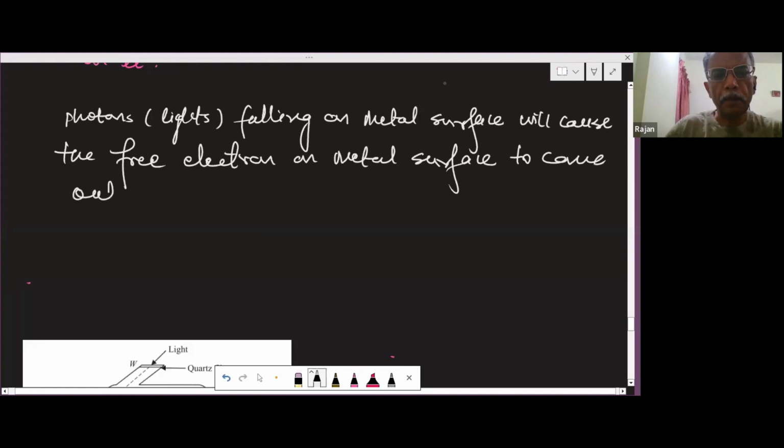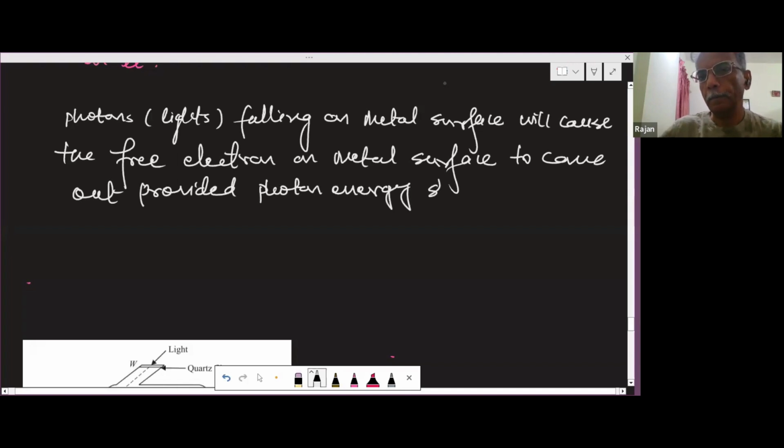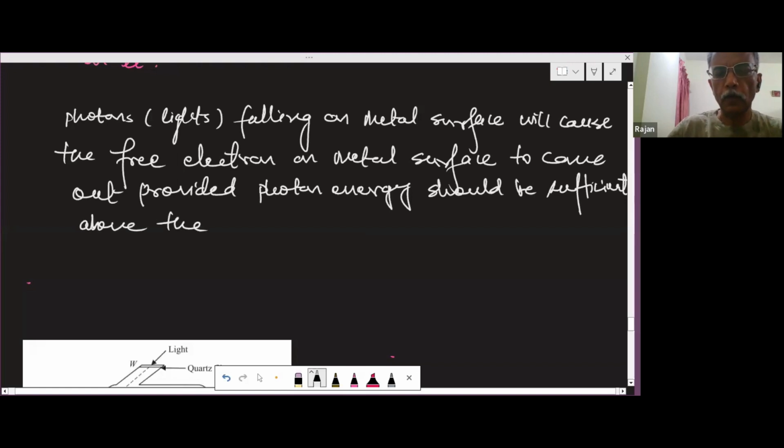Provided, what does "provided" mean? What is the condition? Provided the photon energy should be sufficient, above the threshold value. We call this a threshold value.